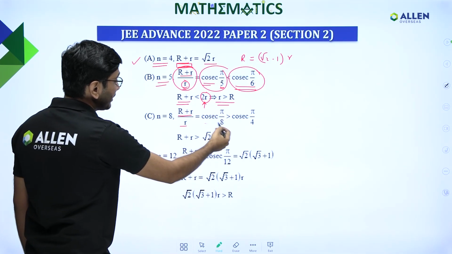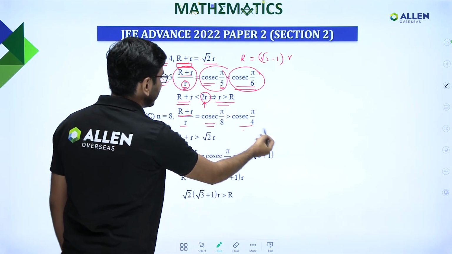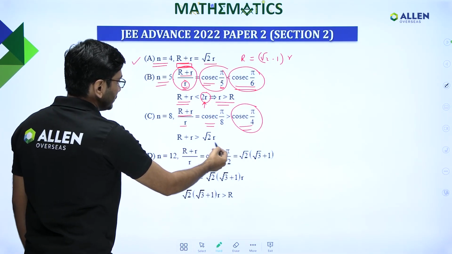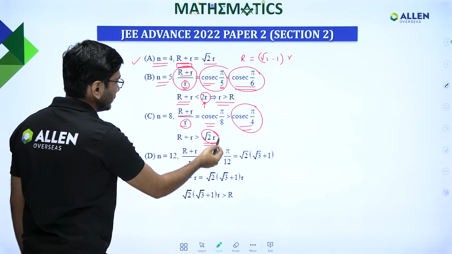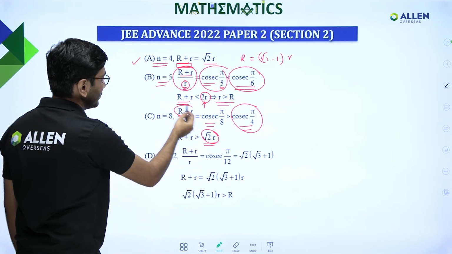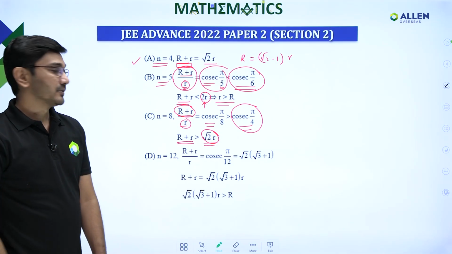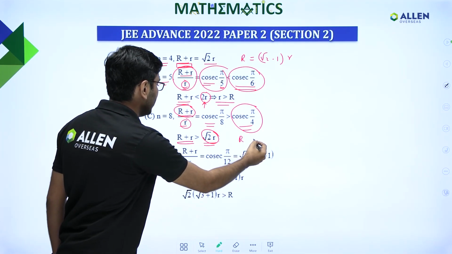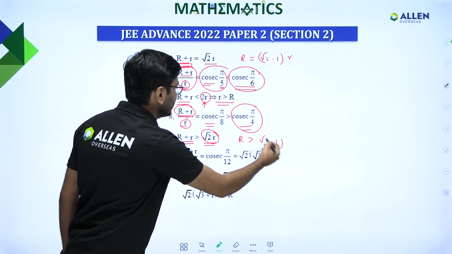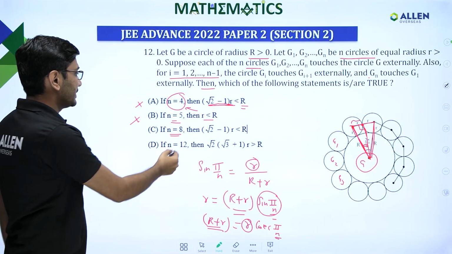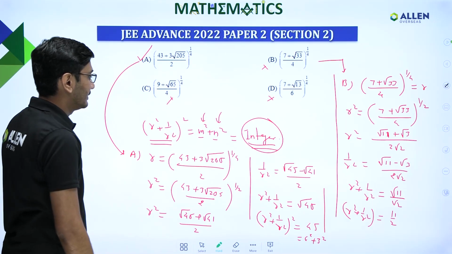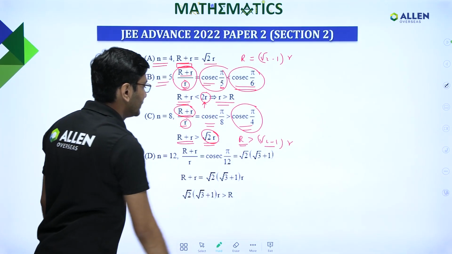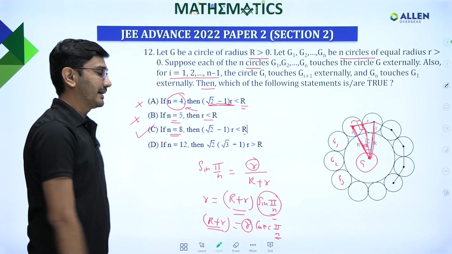So you will get (capital R plus small r) by small r is equal to cosec of pi by 8. Cosec of pi by 8 is already greater than cosec of pi by 4, that we know. Therefore, in place of cosec of pi by 4, suppose I put root 2, then r into root 2 must be lesser than this numerator, capital R plus small r. So definitely you will get here capital R is greater than root 2 minus 1 times small r. Is it given in option C? Yeah, capital R is greater than root 2 minus 1 small r. So option C would be correct.